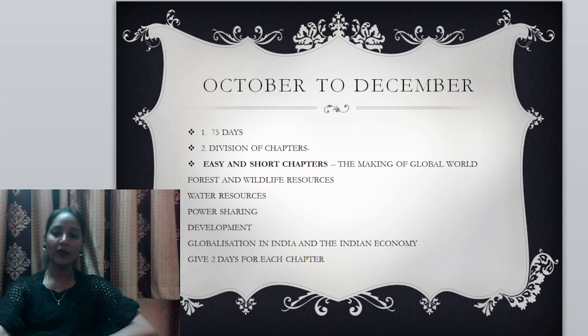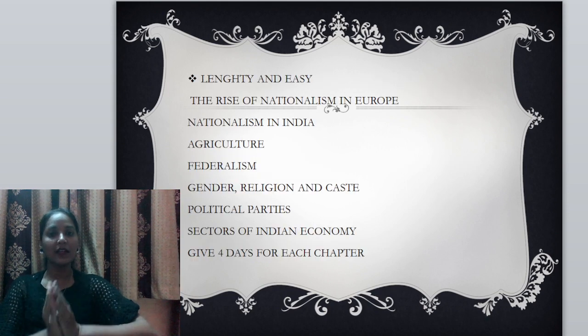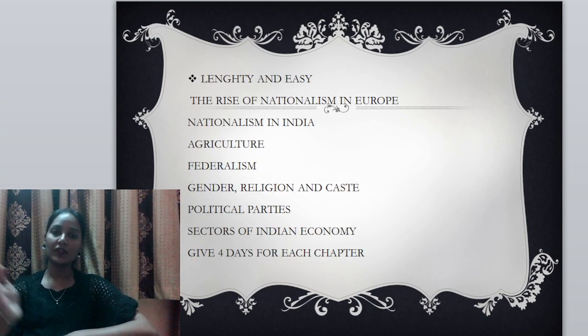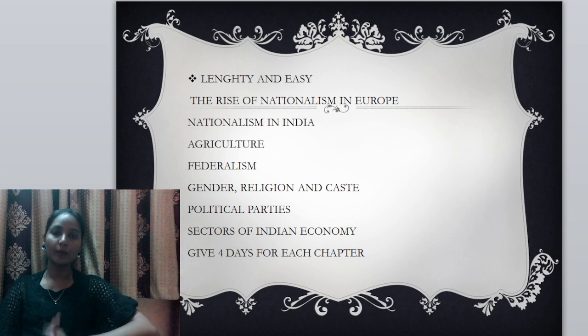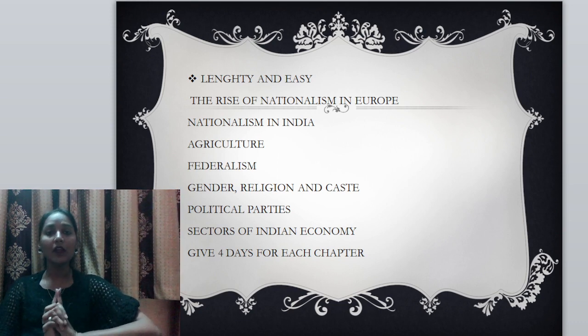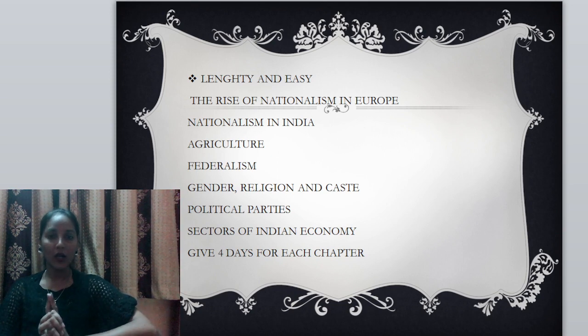Next, some lessons are easy but they are very lengthy. Which are those lessons? The rise of nationalism in Europe, nationalism in India, agriculture, federalism, gender, religion and caste, political parties, sectors of the Indian economy. So these lessons are easy but they are lengthy.